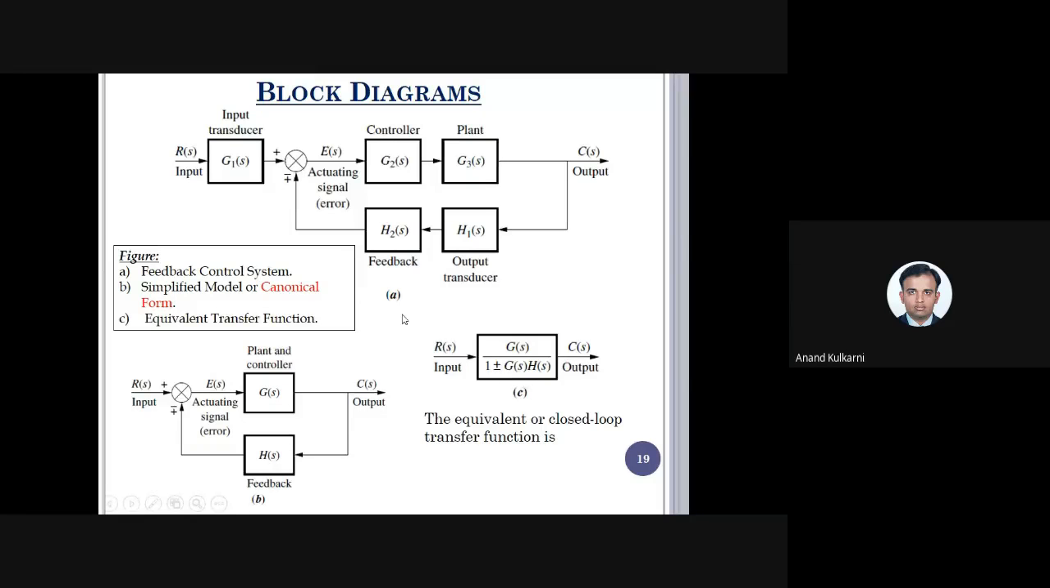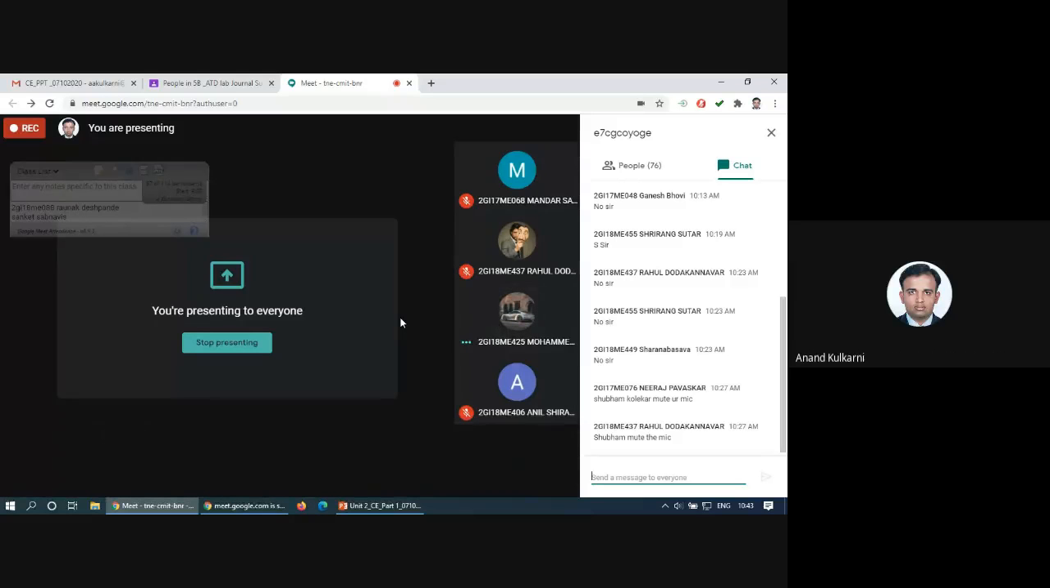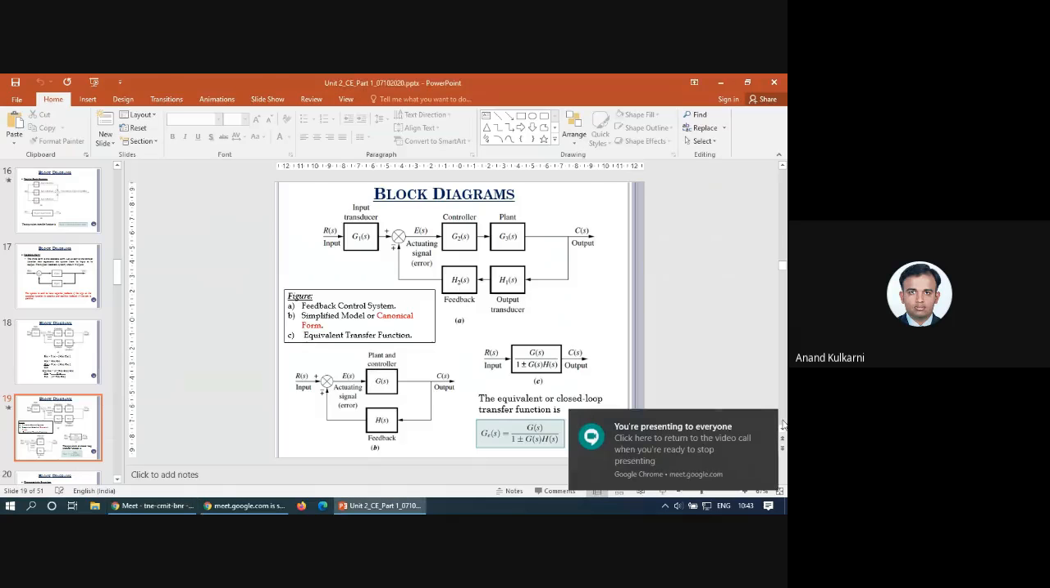How to understand? Remember, just try to observe this block, G of s, H of s, and this. Any questions? So how to tell whether the feedback loop is positive or negative? That I was telling. Just observe here.